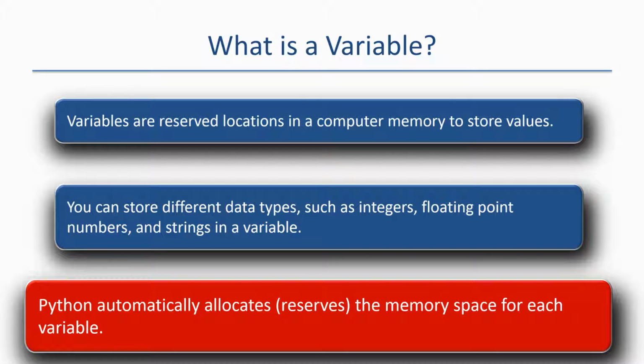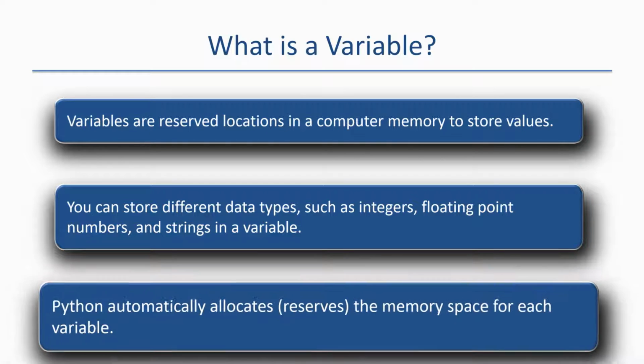Python automatically reserves the memory space for each variable. This is in contrast to some programming languages such as C. When a programmer wants to use a variable, it has to define and allocate a space for that variable before it can be used.